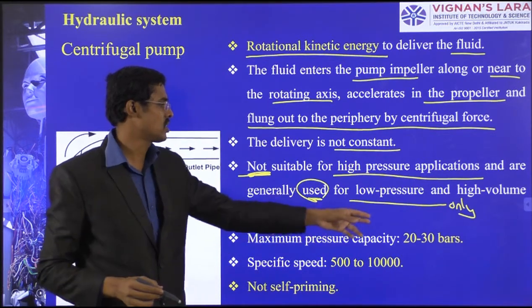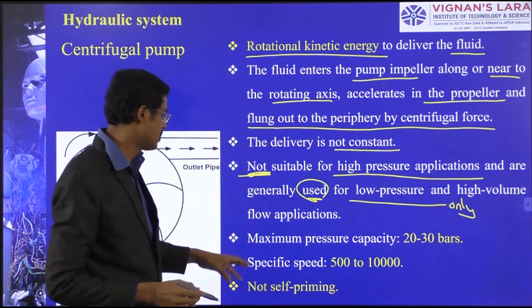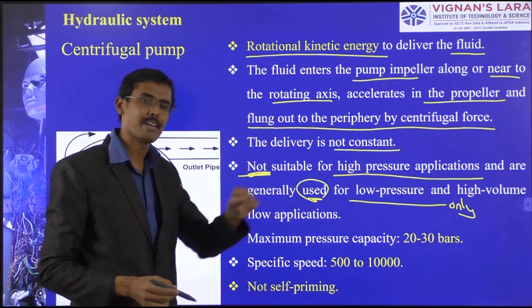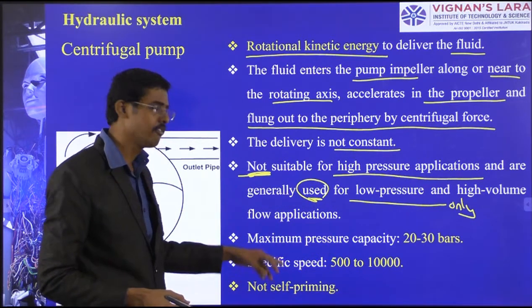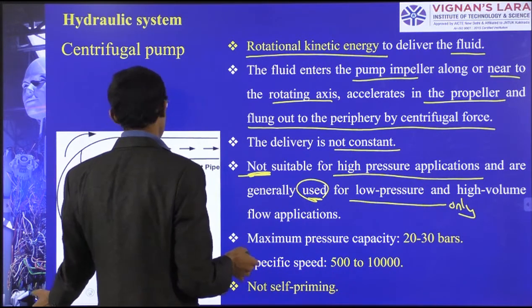Maximum pressure capacity is 20 to 30 bars, with a specific speed of 500 to 1000 rpm. It is not self-priming, so that is all to be considered.